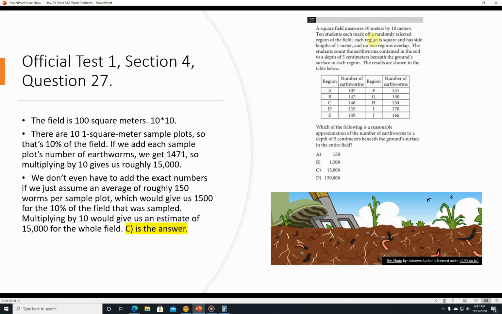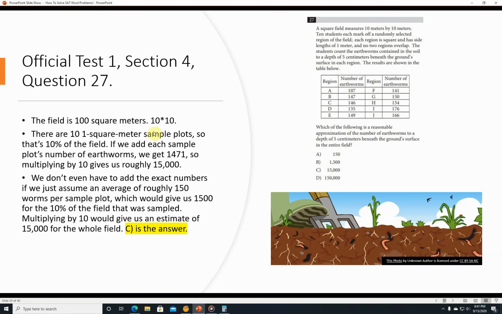A square field measures 10 meters by 10 meters. 10 students each mark off a randomly selected region of the field. Each region is square and has side lengths of 1 meter, and no two regions overlap. The students count the earthworms contained in the soil to a depth of 5 centimeters beneath the ground surface in each region. The results are shown in the table below. So we can see, okay, we have 1, 2, 3, 4, 5, 6, 7, 8, 9, 10 regions, and it looks like they vary from 107 to 176.